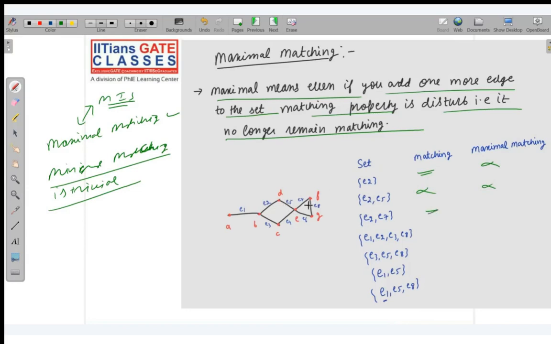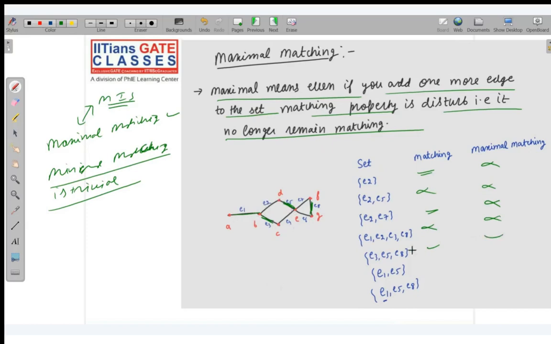E2, E7. Can you add any other edge? Yes, we can add E6 to it. So it is not maximal. E1, E2, E3, E8: forget about E1, E2 because E1 and E2 are adjacent. E3, E5, E8. If you take them, yes, it is matching for sure. Is it maximal? Can you add E1? No. Can you add E2? No. E4? No. E7? No. E6? No. So yes, it is maximal.